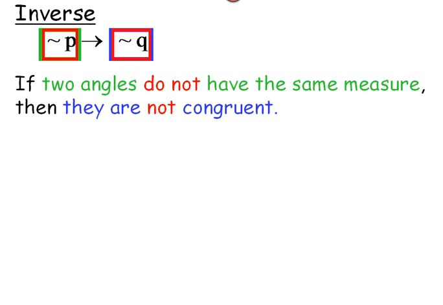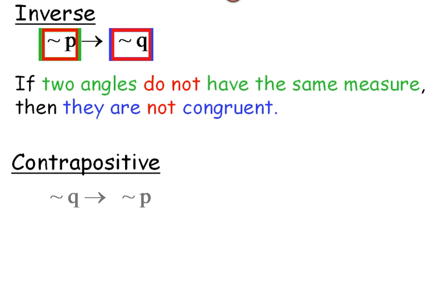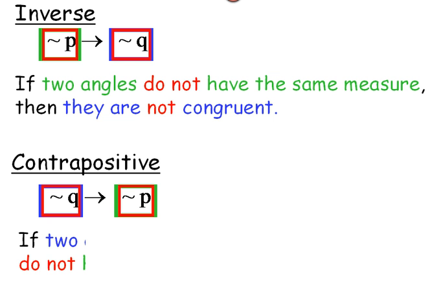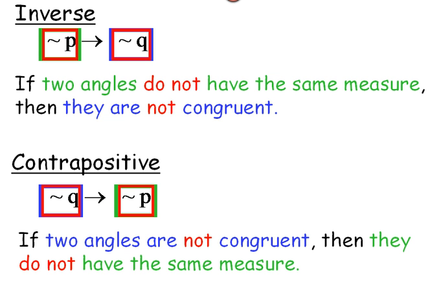Next we're going to talk about what's called the inverse, and that's when you put a negation in front of the hypothesis and conclusion. So if two angles do not have the same measure, then they are not congruent. That is the inverse of our original conditional statement. Then there's the contrapositive. Now that switches absolutely everything around. It puts negation in front of each thing, and it switches around the hypothesis and conclusion. So here's the statement. If two angles are not congruent, then they do not have the same measure.